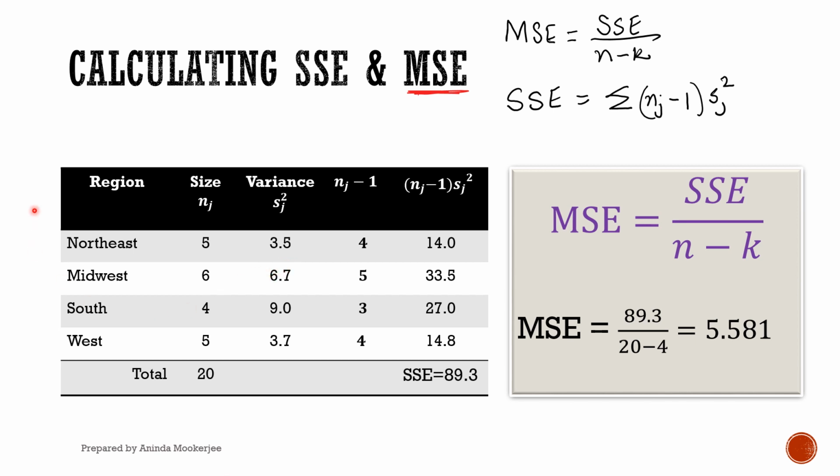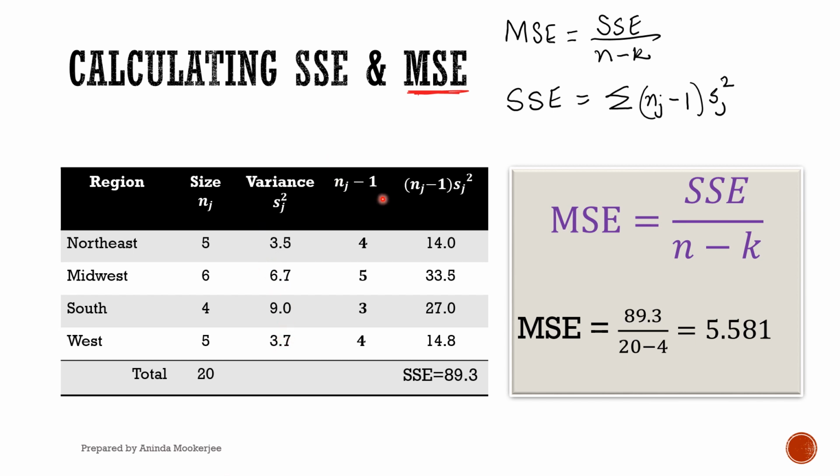All right, so here we have again the region, the sizes, the variance. If they give you the variance, just list them here in the third column. If they just give you the standard deviation, then just square your standard deviations and then list them here.